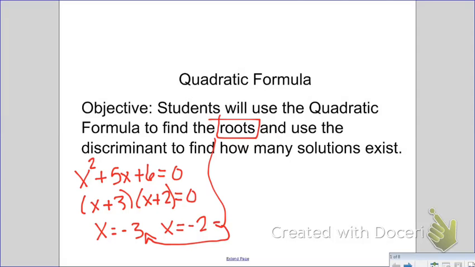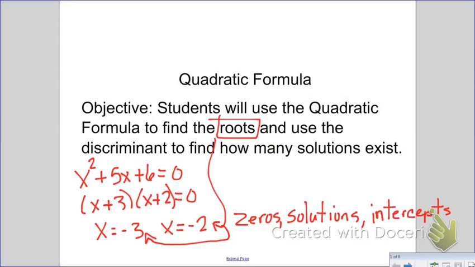They're also called the zeros or solutions. Zeros, roots, solutions, and even in a couple weeks when you guys learn more about graphing, you're going to learn that they're also called intercepts. So if I say roots, it's like trying to solve.